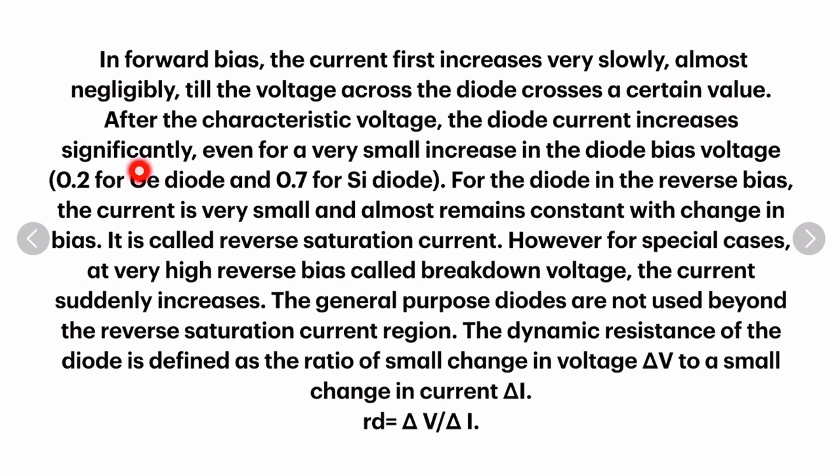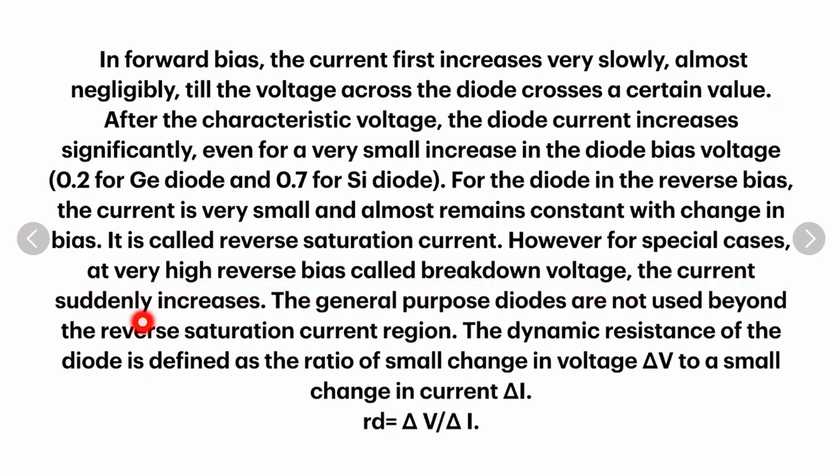After the characteristic voltage, the diode current increases significantly even for a very small increase in the diode bias voltage. This is approximately 0.2 for germanium diode and 0.7 for silicon diode. For the diode in the reverse bias, the current is very small and almost remains constant with a change in bias. It is called the reverse saturation current. However, for special cases, at a very high reverse bias called breakdown voltage, the current suddenly increases.